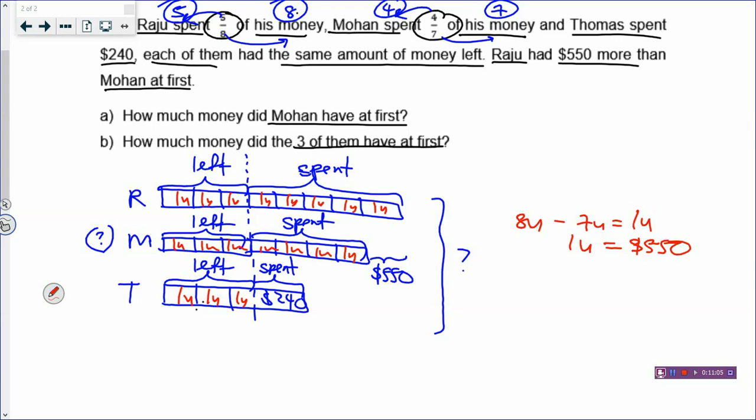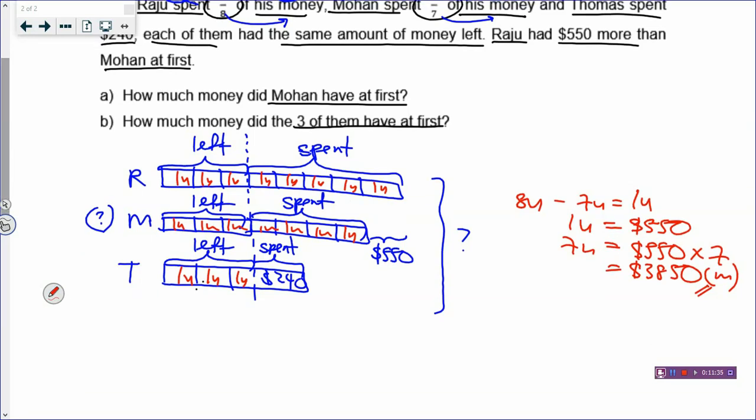Like for example, can I find how much Mohan has at first, which is 7 units. So you take 550 and you multiply by 7. Okay, and you will get $3,850, right? And that's your part A. So where should we put part A? Let's put down Mohan at first. Okay, how much did the three of them have altogether at first?